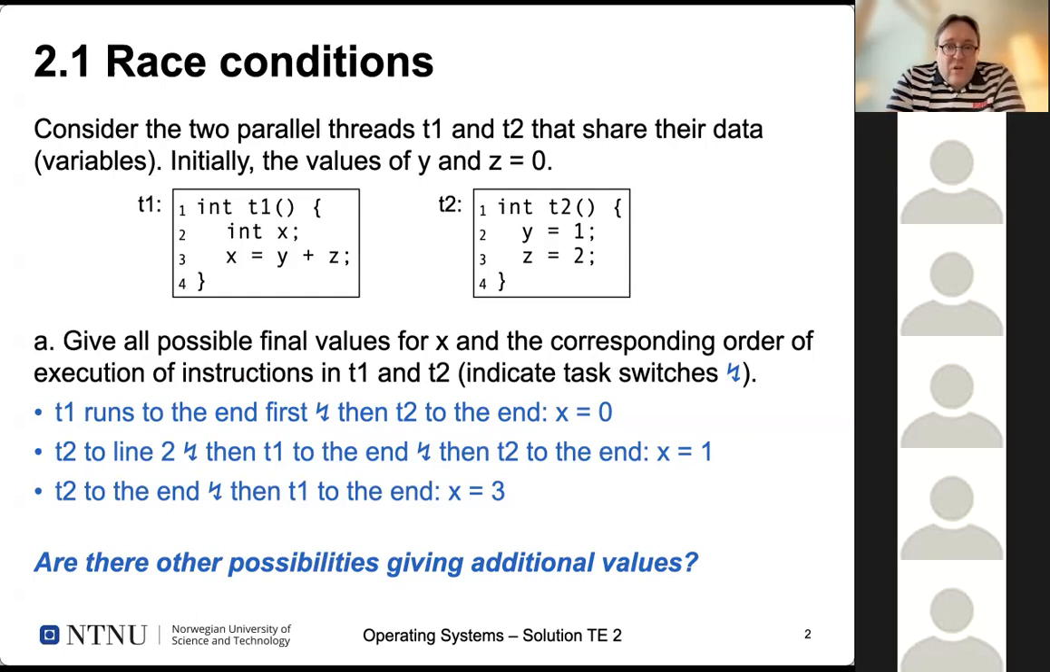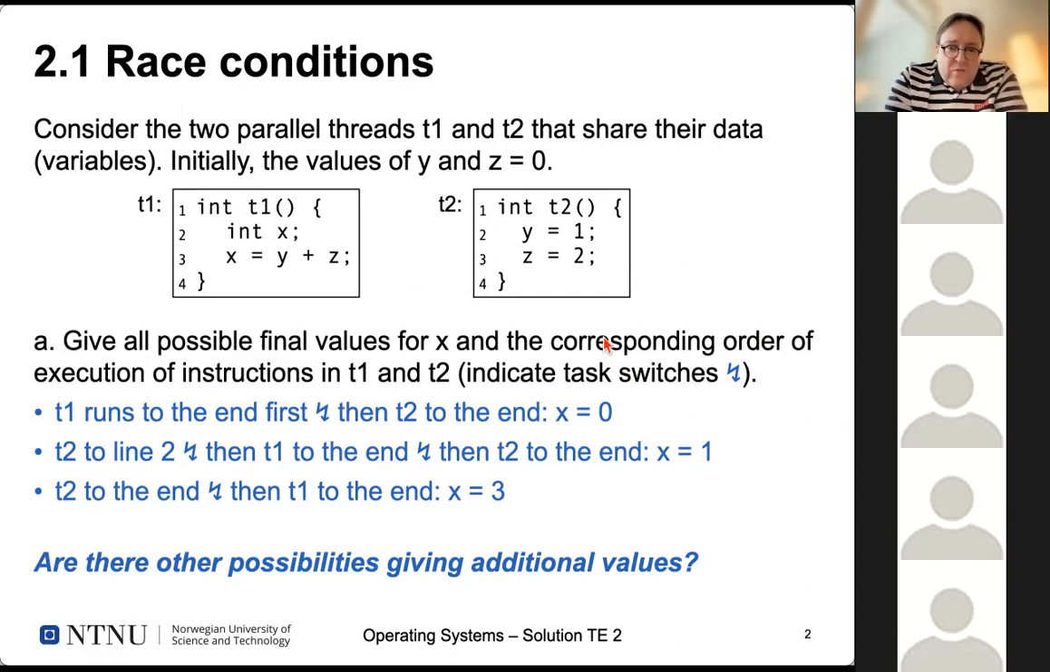And we have initial values of 0 for all variables, y and z. I prefer the British English pronunciation of z, but just to reduce confusion here, use whatever you like when you're talking about it. The first thread is declaring a local variable x, and it just adds our two variables y and z together. And the second one just sets these two variables, y to 1 and z to 2.